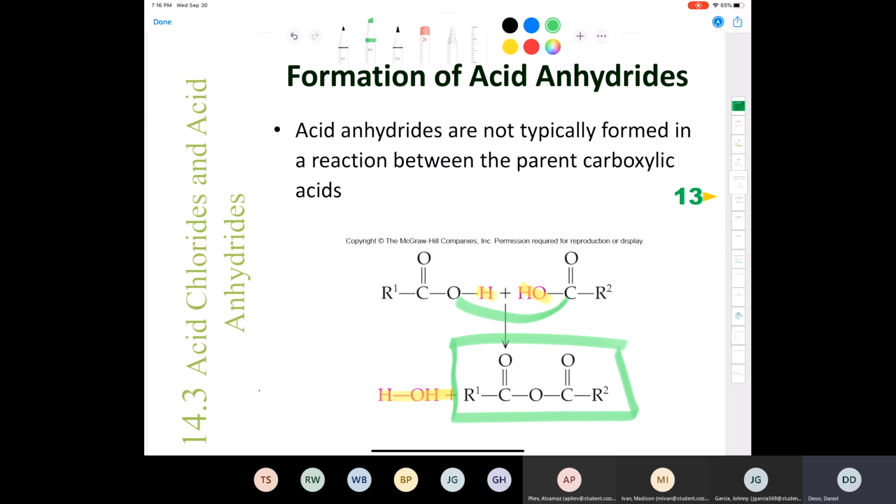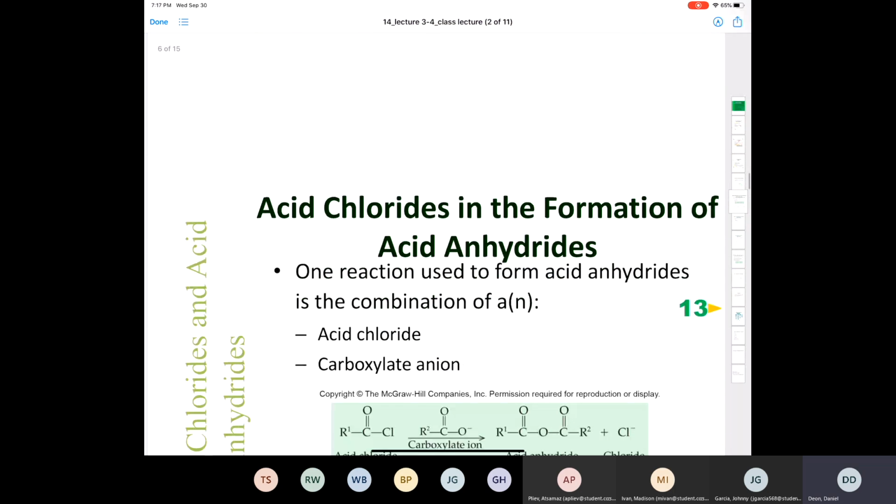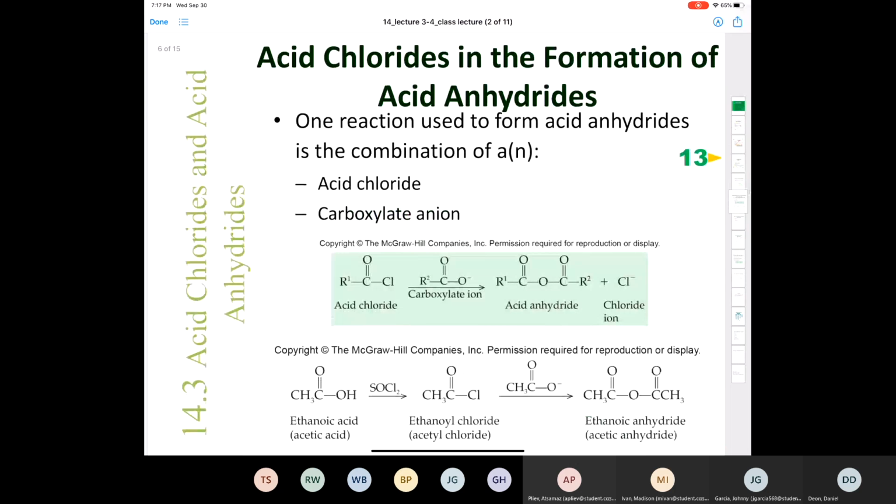Give me a thumbs up if you follow me on that reaction, the formation of an acid anhydride. All right, wonderful. Thanks, Ryan. Good. All right, well, let's move on from there. What else can we do?